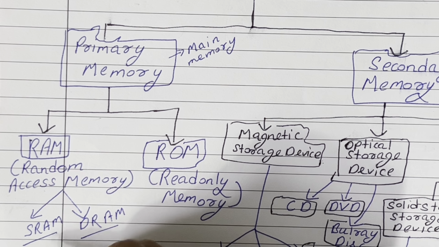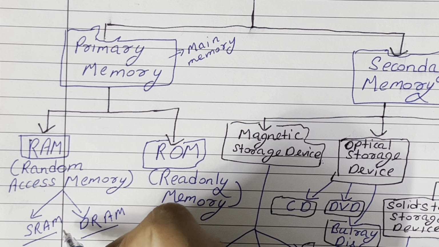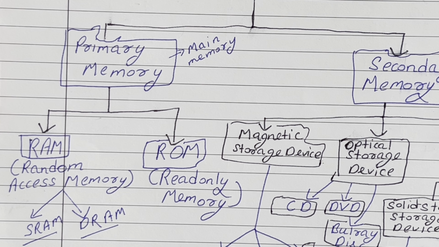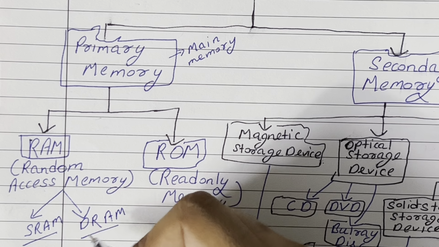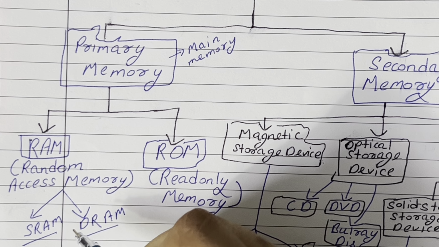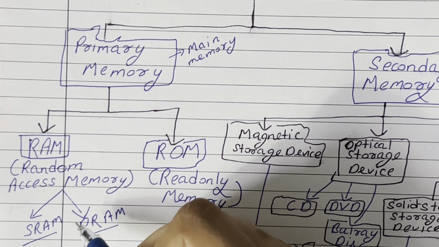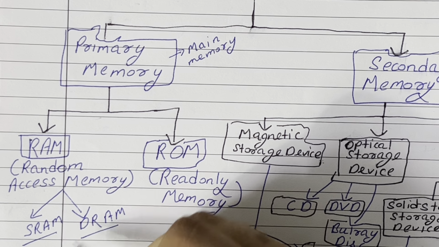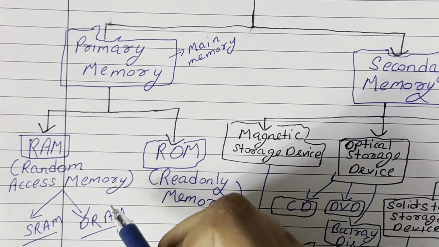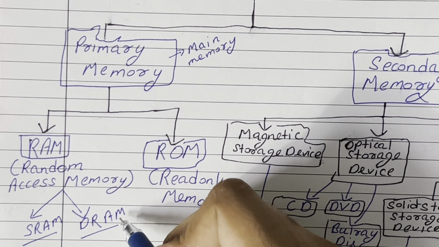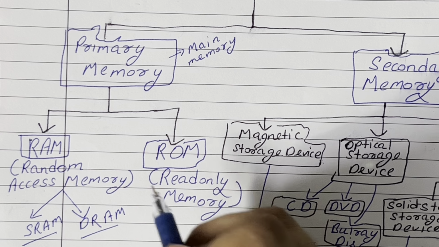So in this, SRAM stands for static random access memory, and DRAM stands for dynamic random access memory. So this SRAM is a type of RAM which stores the data using flip-flop circuits instead of capacitors. Once a bit of information is stored in an SRAM cell, it remains stored as long as electric power is supplied to the memory.